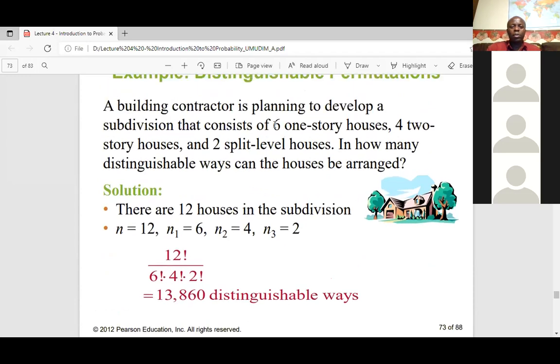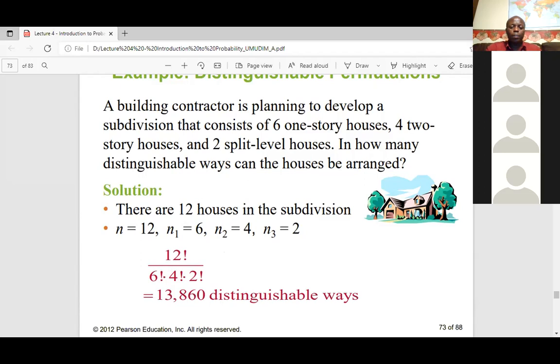So a building contractor is planning to develop a subdivision that consists of 6 one-story houses, 4 two-story houses, that is N2, and 2 split level houses. So you can see that there are 12 of them. There are 12 houses in the subdivision, so the big N is 12. The partitions are N1 is 6, N2 is 4, N3 is 2. So it's going to be 12 factorial divided by 6 factorial times 4 factorial times 2 factorial.